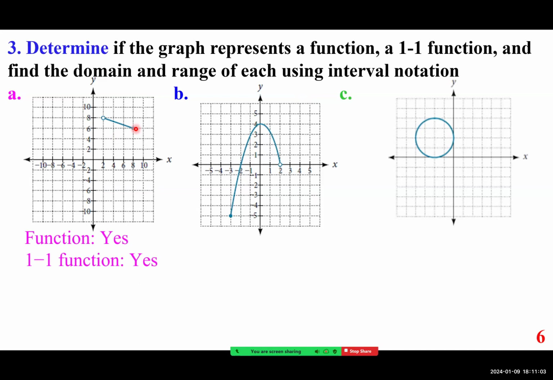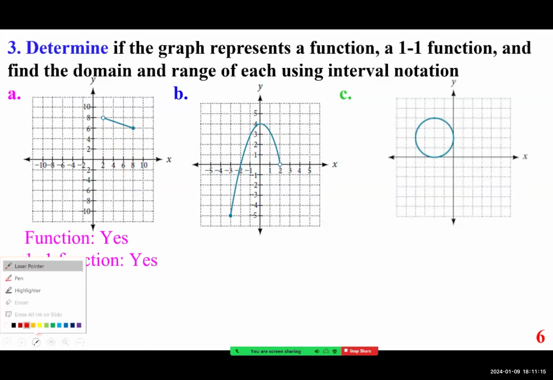Domain would go from, see, it covers this point to this point, from 2 to 8. Is 2 included? No. Why not? Because there's a hole here. Is 8 included? Yes. So if I were to graph this, I would go with this one, everything in between. So from 2 to 8, 2 is not included, 8 is included.